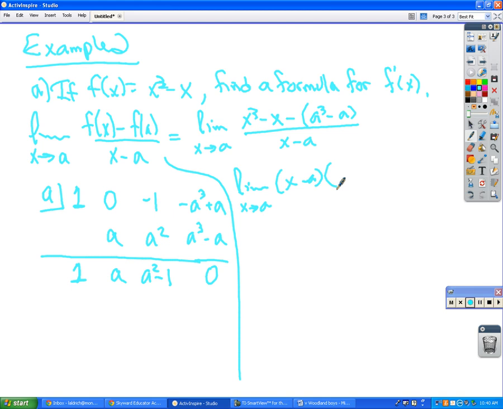Okay, so we start with an x cubed. So that means this is going to be x squared plus ax plus a squared minus 1, all over x minus a. How did I get this from this? The highest power here was x cubed.